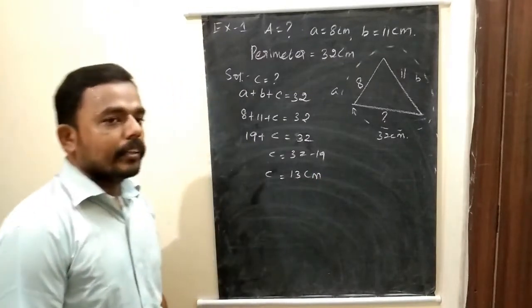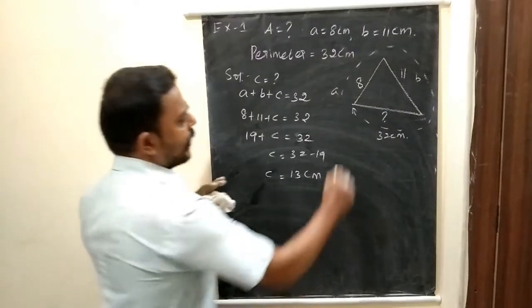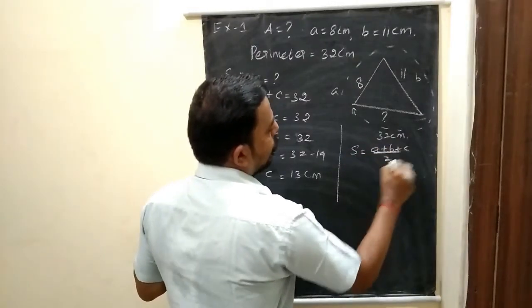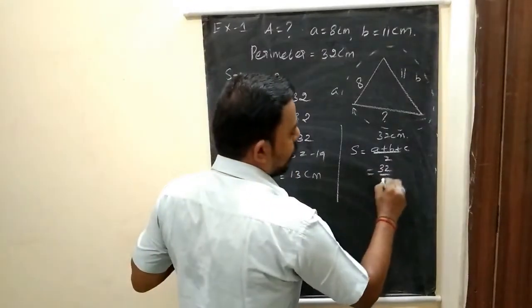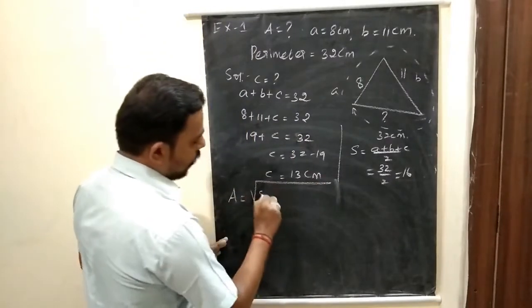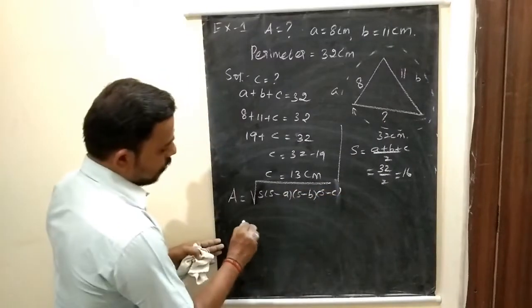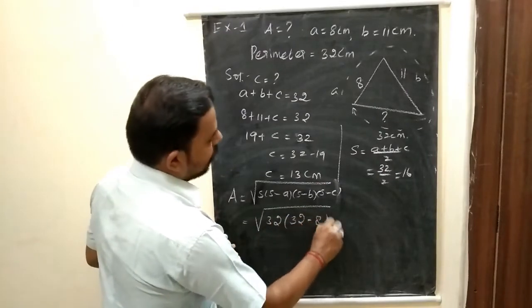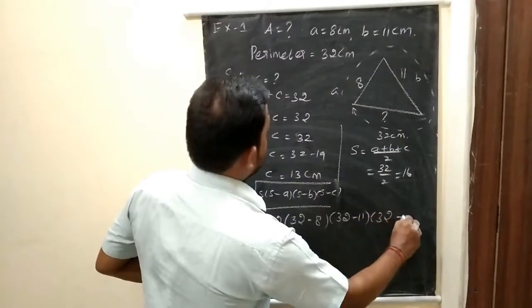Now automatically we can find the area of the triangle. Already the perimeter is given. So now S equal to A plus B plus C divided by 2. Already A plus B plus C equal to 32, no need to add once again. So 32 divided by 2, that is 16. So area equal to square root of S into S minus A into S minus B into S minus C.